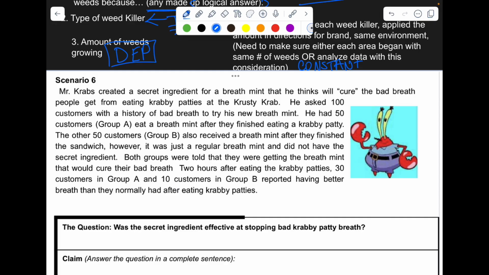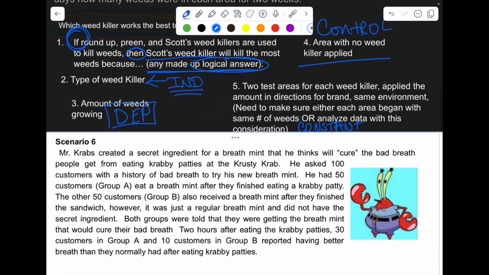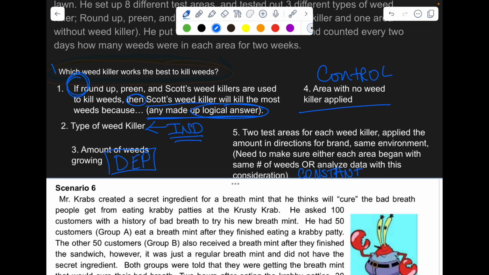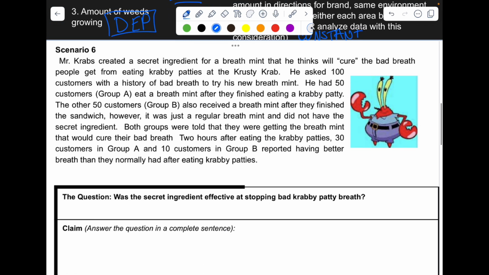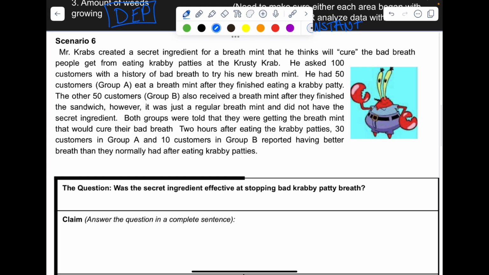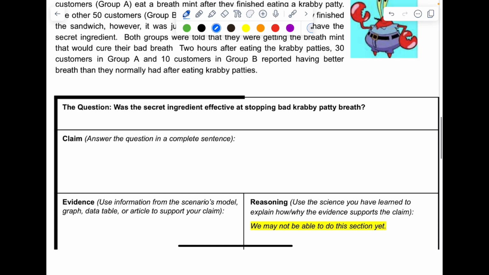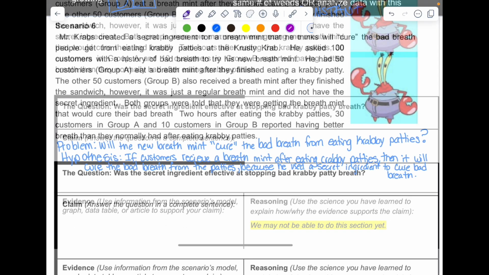So I would suggest you take a moment to pause the video, read through this scenario, see if you can write a problem, see if you can write a hypothesis, identify the independent and dependent variables, identify the control and the constant, and then come back to this video after you have done it yourself and see if you've identified them correctly. And then after that, we're also going to write a claim, evidence, and reasoning.